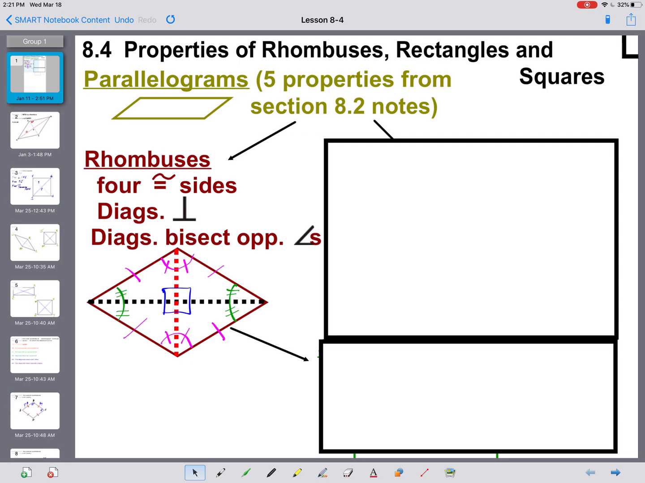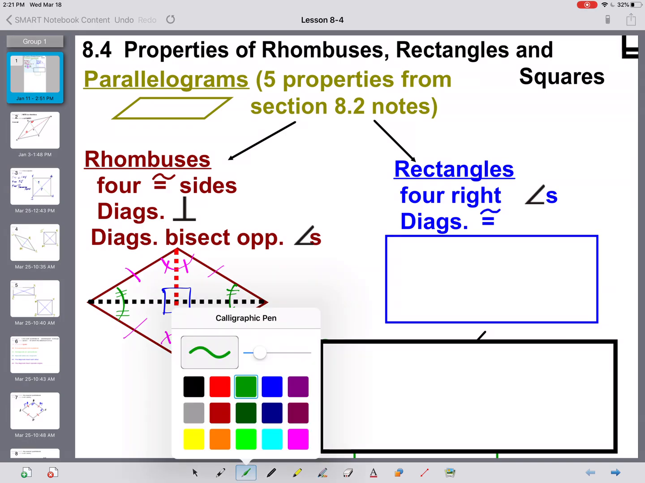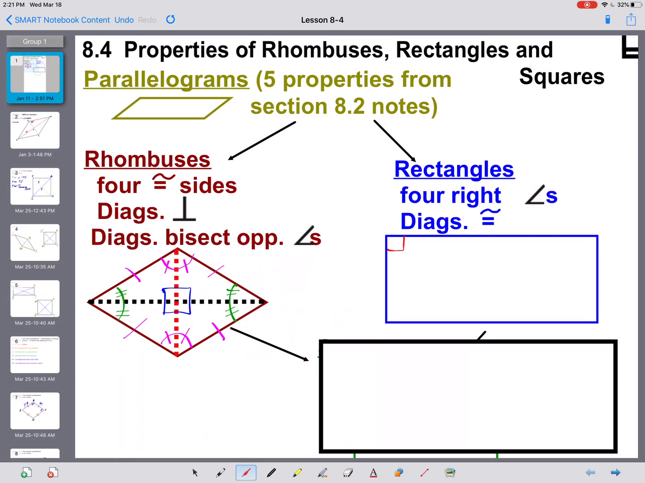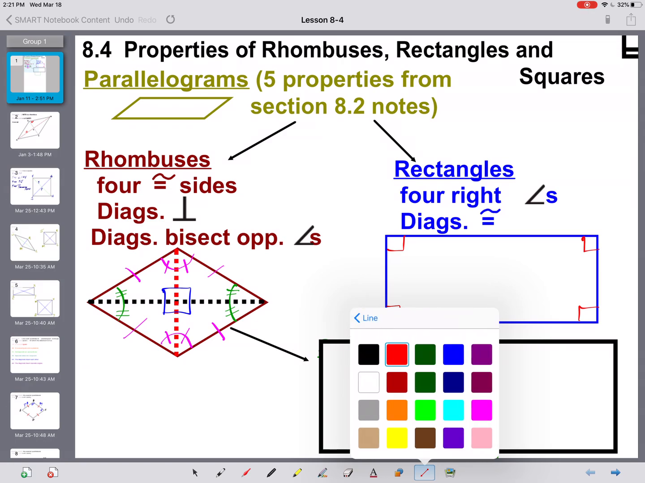Okay? Let's unveil our next special parallelogram. It's a rectangle. It's got all the properties of a parallelogram, plus it's got 2 additional properties. First of all, it's got 4 right angles. Second of all, the diagonals are congruent. That's not always true.